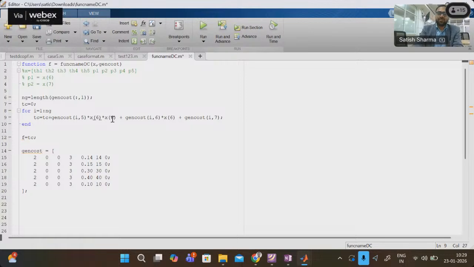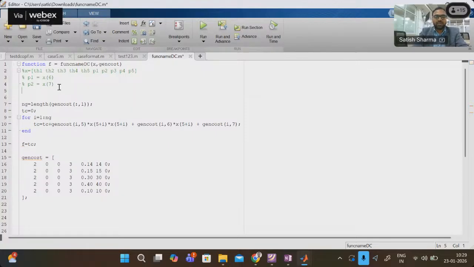Let's say I can make it like x plus 5i. So 5 plus i: for i equals 1, it will be x6. Then if i becomes 2, the second generator, then it will become x7. So that is what we have here, P2 is x7. Then P3 is basically equal to x8. Whenever this loop goes to i equals 3, it will give you 5 plus 3 equals 8. So that is P3.